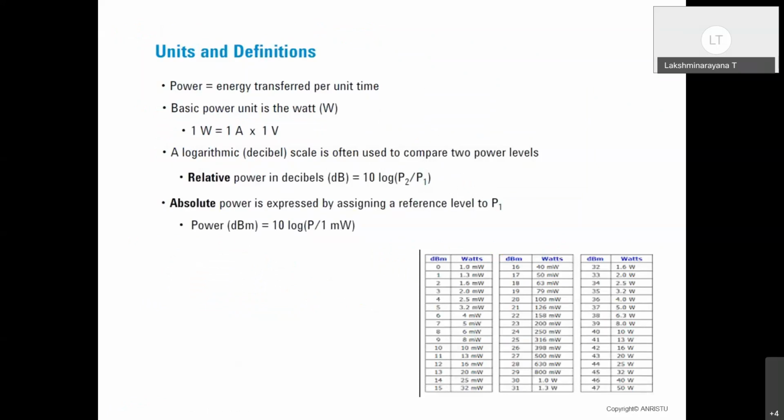When you are doing relative power measurements, you compare the two power levels by 10 log P2 by P1. For absolute power, it is expressed by taking 1 milliwatt as the reference: power in dBm is equal to 10 log P by 1 milliwatt. This is a table where you can see the dBm and watts. So 0 dBm is equal to 1 milliwatt, 10 dBm is 10 milliwatts, and 20 dBm gives you 100 milliwatts. We convert using dBm = 10 log P by 1 milliwatt.